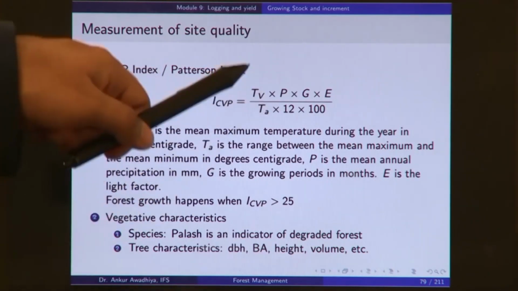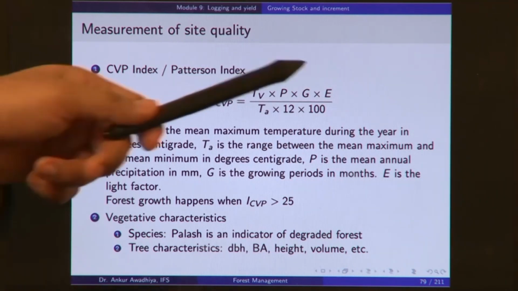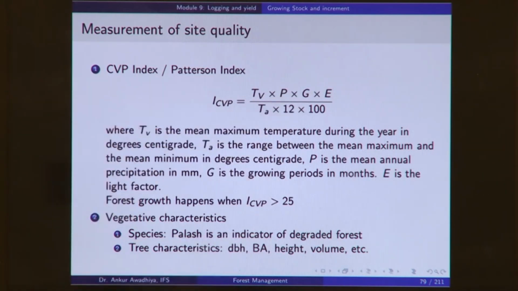So, G is the growing period in months. So, how much is the growing period? Do you have a growing period that is say only 2 months, or do you have a growing period that is say 10 months? So, more the growing period, more the CVP index, multiplied by E divided by 100, which is the light factor. What is the availability of light in the site?